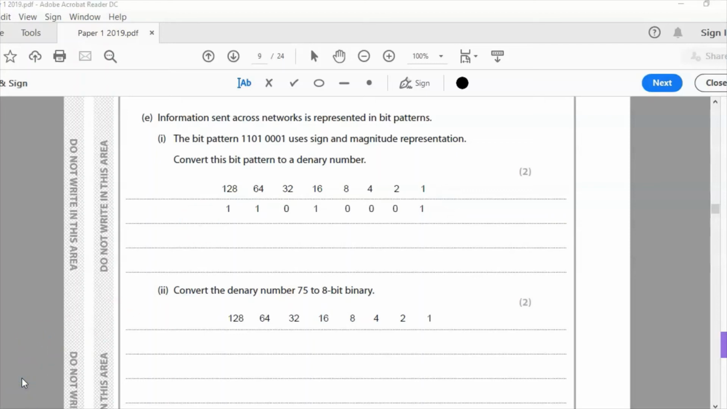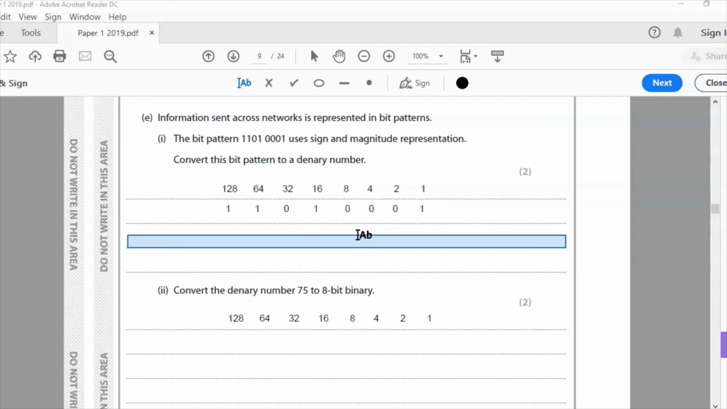You can see that here, I've already laid out my table: 128, 64, 32, 16, 8, 4, 2, and 1. I suggest you do that in your exam. And I've already placed the bit pattern into the place values there. Now, I need to ignore that first bit, the 128, because that means I've got a negative number. It does not mean I add 128 to 64, 32, 16, 8, 4, 2, and 1. I do not add those together. I ignore that first bit.